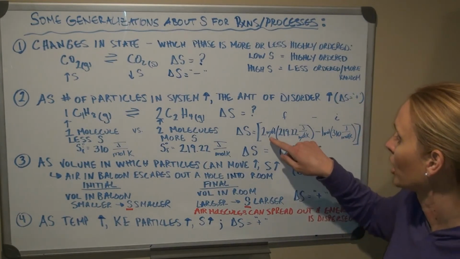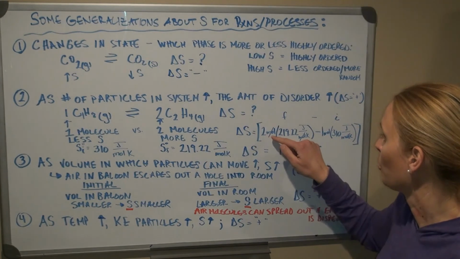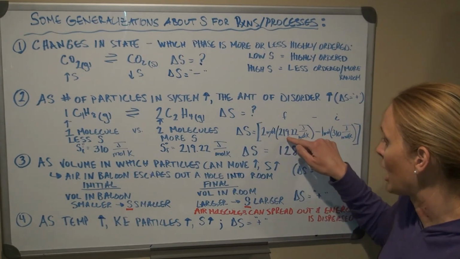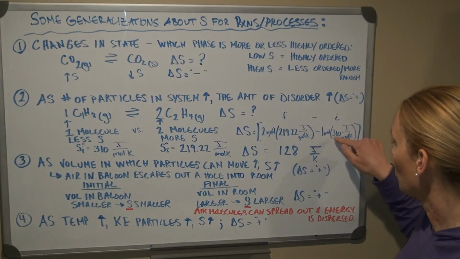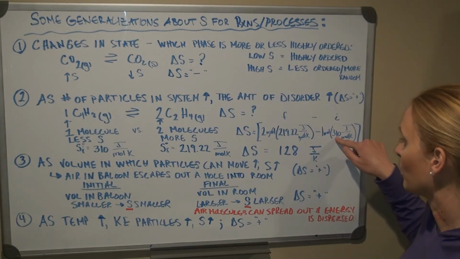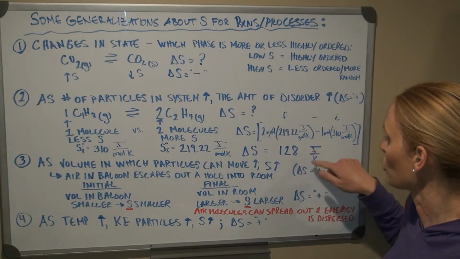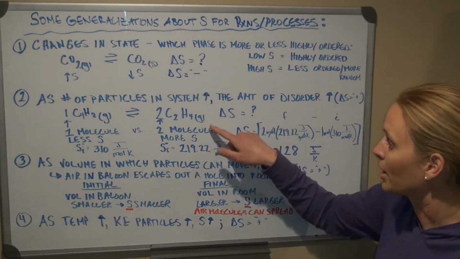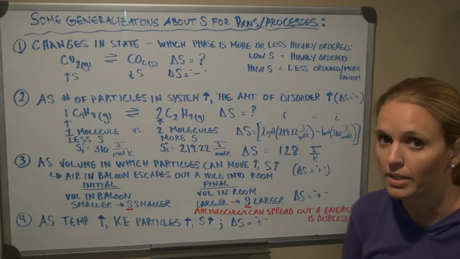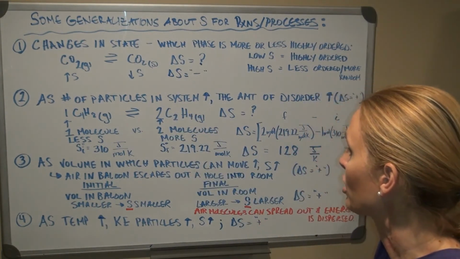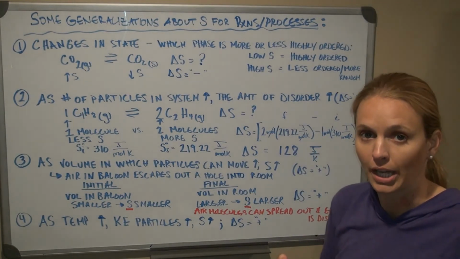So if we actually do the calculation, it's going to be final minus initial. So we take 2 moles times the final entropy value minus 1 mole times the initial entropy value. And when I do that, I do get a positive 128 joules per Kelvin. So the entropy did increase. I have more molecules, I have more entropy there. So it does hold true. Okay, so make sure you also account for the number of moles if you're doing the calculation.